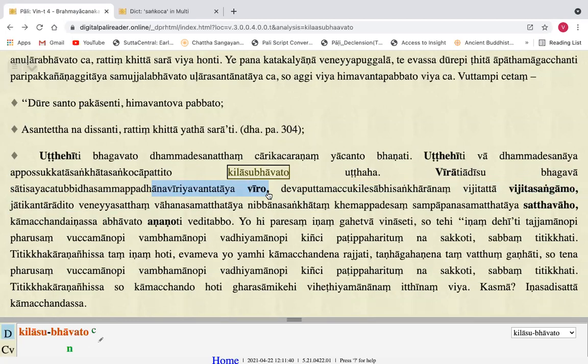To get rid of unwholesome deeds which have arisen, and not to let them arise again, and to arise wholesome deeds, and to develop wholesome deeds which have already arisen. So try effort in this way.